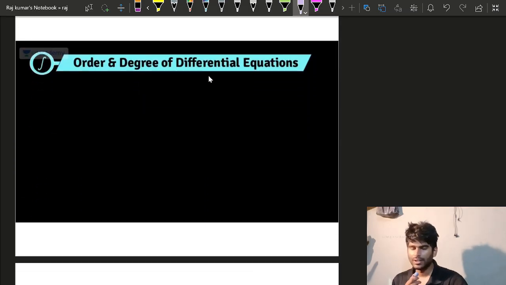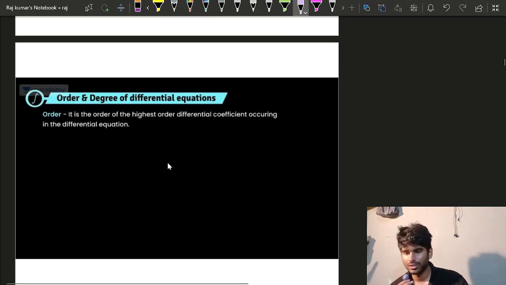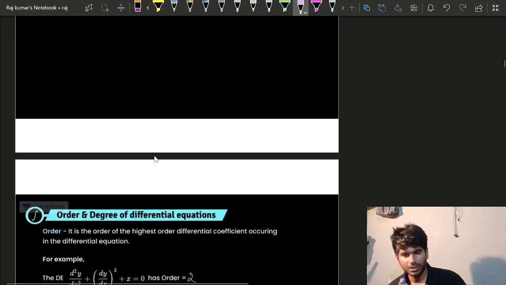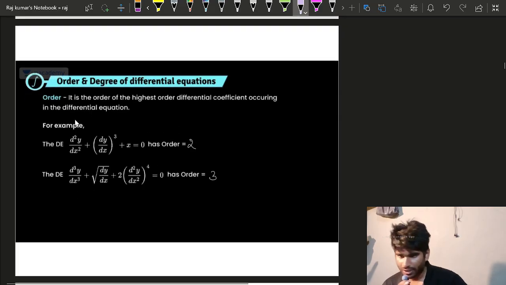So now, order and degree of a differential equation. What is order? It is the order of the highest order differential coefficient occurring in a differential equation. When we read the definition, it's a little bit confusing, but when we see the examples you will understand what I am trying to explain. Can you see here which one is the order? If this is a power, so 3 is the power, no? And then this is a double differentiation.